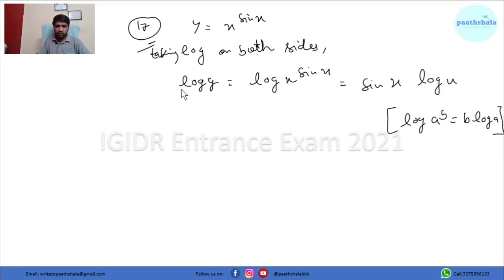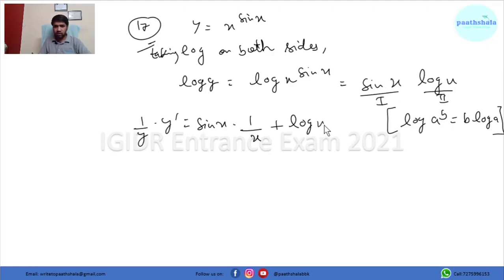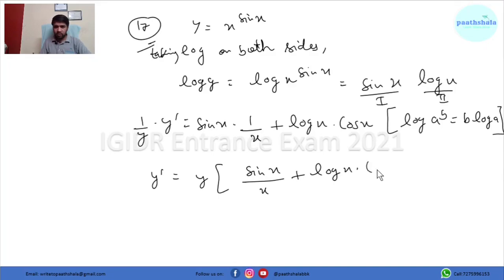Now differentiating this function with respect to x, this will become 1 upon y times y dash, and then this as first function and this as second function. So first function and differentiation of second function, that is 1 upon x, plus we'll write the second function and then differentiate sin x. So differentiation of sin x is cos x. So y dash, multiplying by y, will come out to be sin x upon x plus log x into cos x.